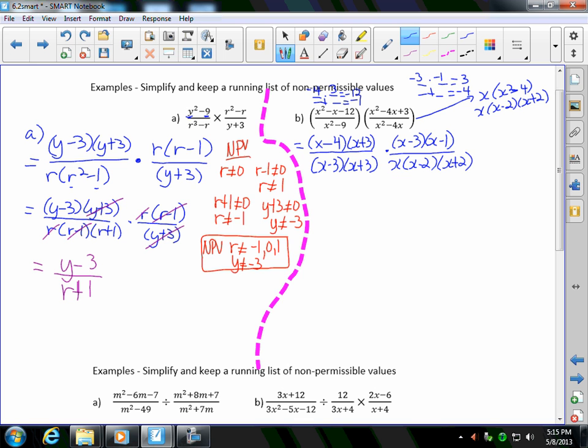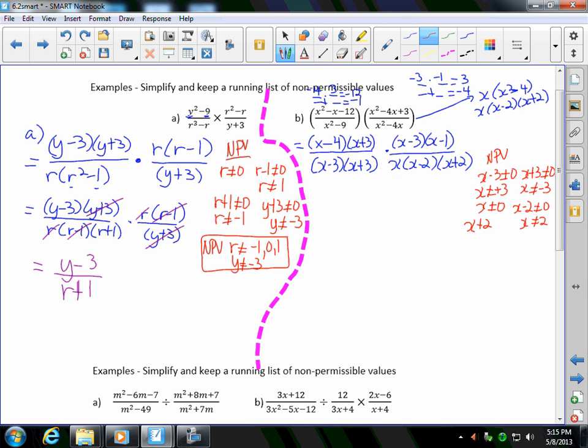I need my restrictions. So I have an x minus 3 not equal to 0. So x is not equal to negative 3. I have x plus 3 not equal to 0. So x is not equal to negative 3. Sorry, that first one should have been a positive 3. I have an x not equal to 0. x minus 2 not equal to 0. So x can't equal 2.